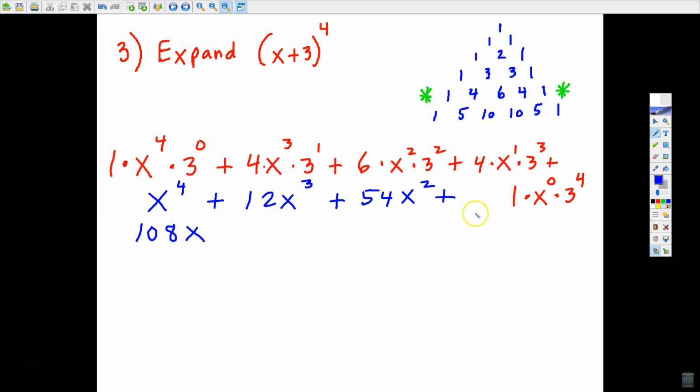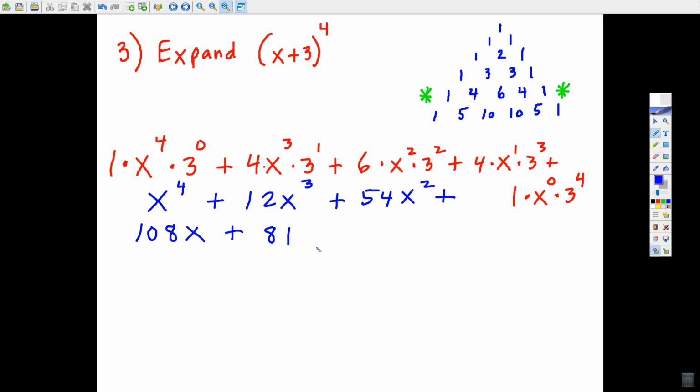And what's my last term? 1 times 1 times 3 to the 4th. 3 to the 4th should be 81. So the blue, you can do it all the way across. The blue represents the expansion of that binomial to the 4th power.